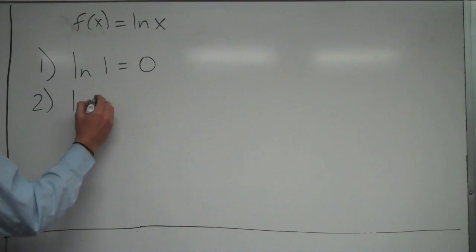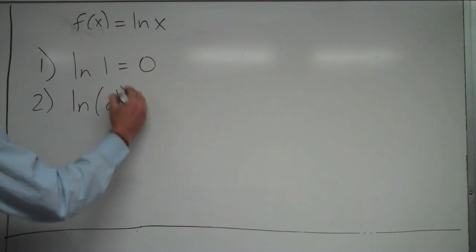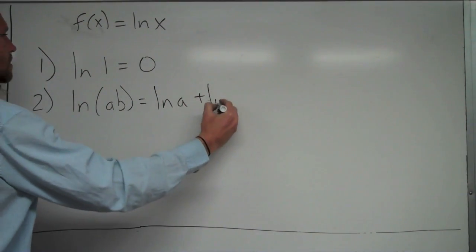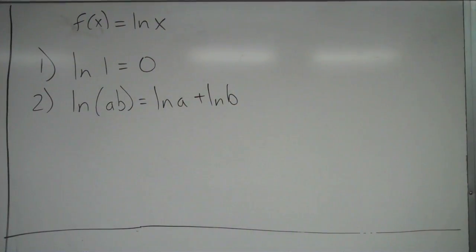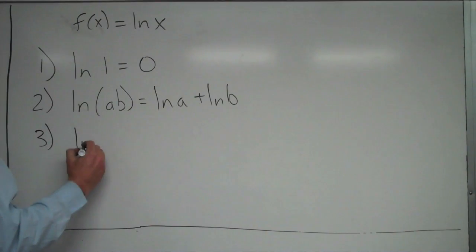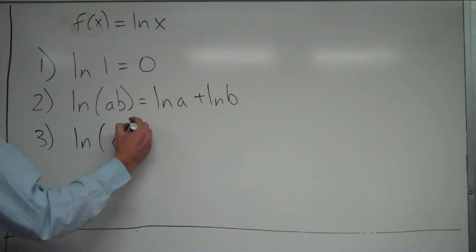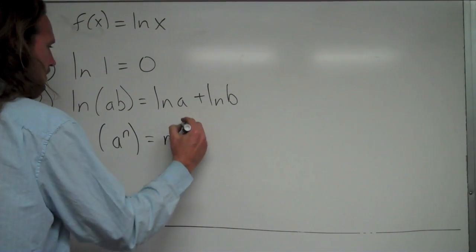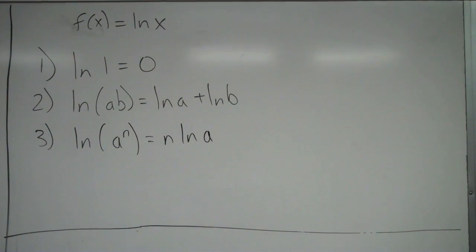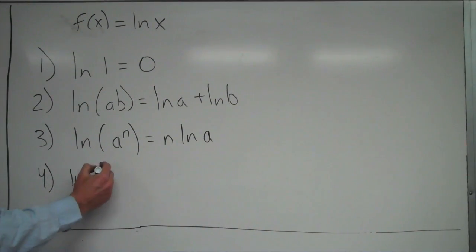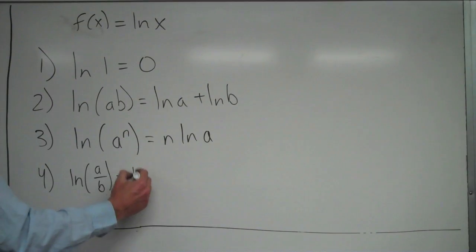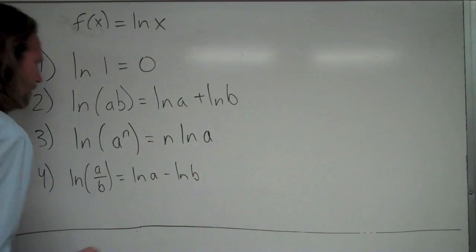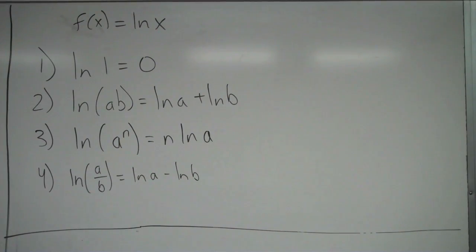Another thing is that ln of a times b is equal to ln a plus ln b. That can come in useful at times. Something else is that natural log of a to the n, or a to any constant, is equal to n times natural log of a. You can just take that exponent and bring it down. And another one is natural log of a over b is equal to natural log of a minus natural log of b.